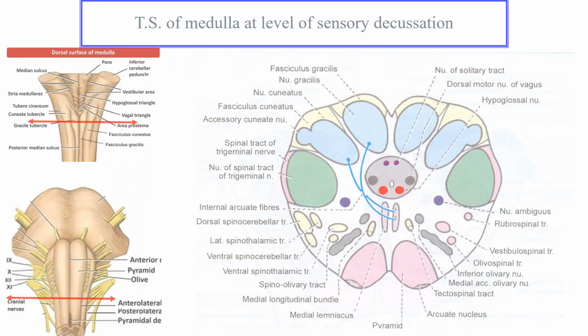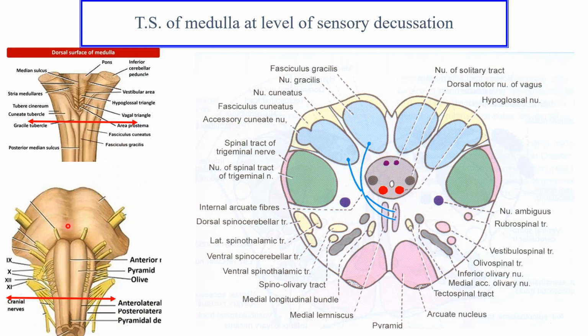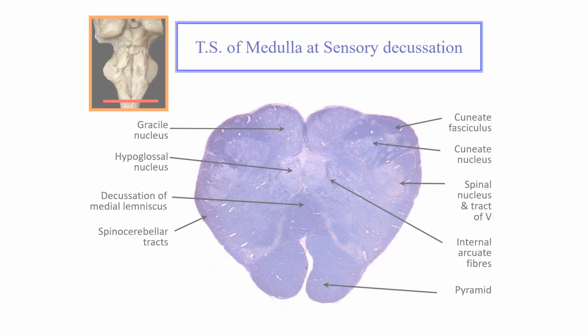Now, the transverse section through the sensory decussation level, which is just above the pyramidal decussation, at the level of the medulla. Posteriorly and anteriorly, this corresponds with this cross picture. And what are you going to see in the sensory decussation?